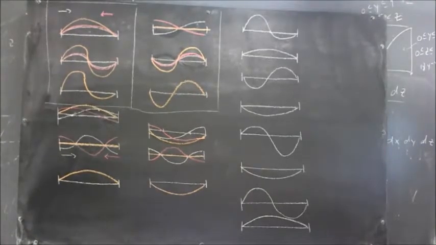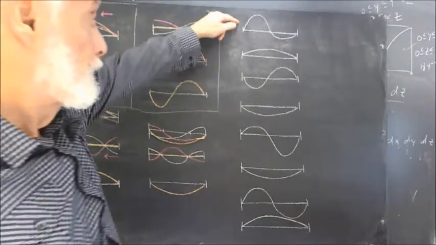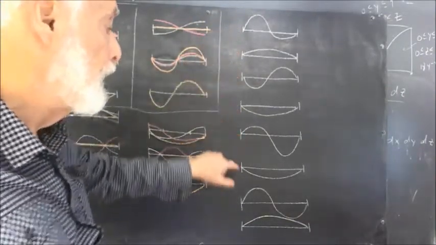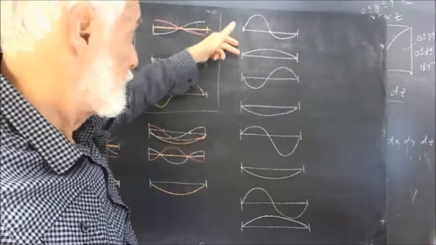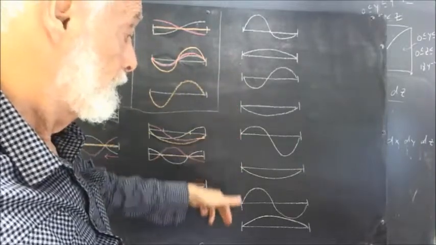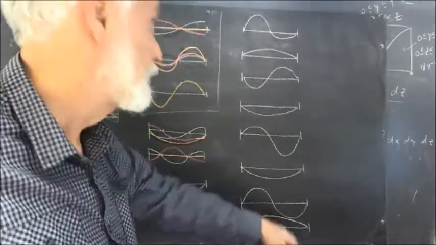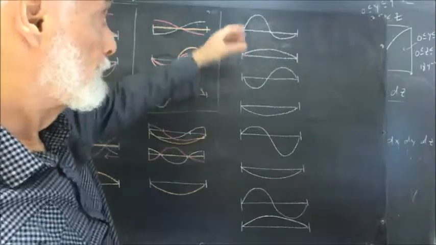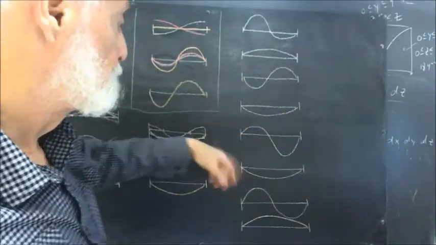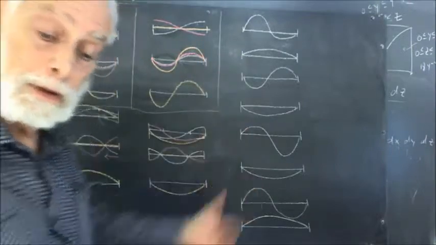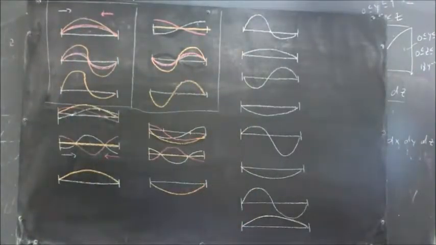You should be able to fill in the details, but these are the subsequent configurations at quarter cycles of the higher frequency wave. These are the configurations of the resultant wave. We go from here to here to here to here to here and so forth. We could say more, but you should know how to work that out.